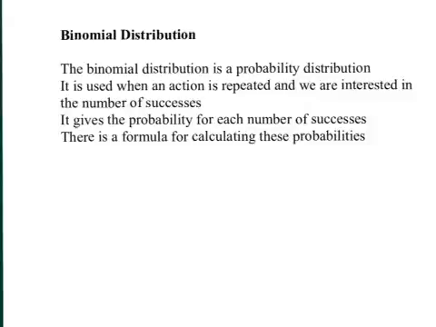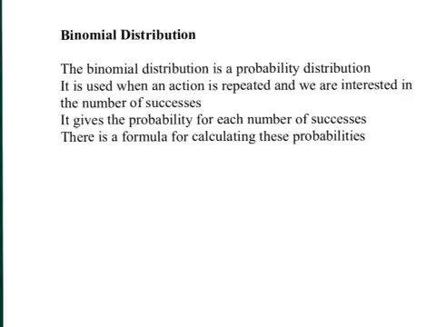So this video is about the binomial distribution, and there's a number of facts that you need to know about it. Firstly, it's a probability distribution. That means it gives you the probability of every possible outcome. So it lists the probabilities of getting 0 or 1 or 2 or 3 or whatever it is, the number of successes that you get. So it shows the distribution of the probabilities.